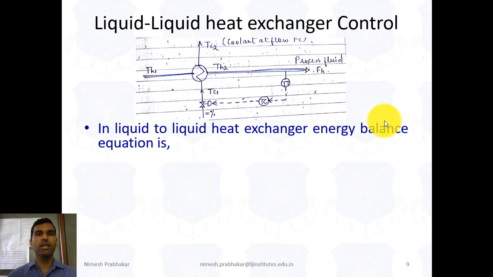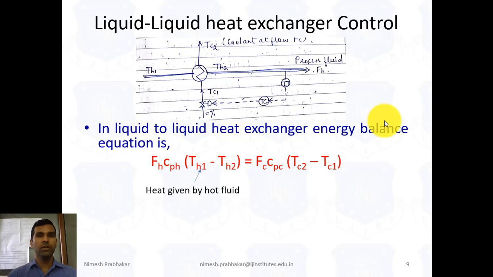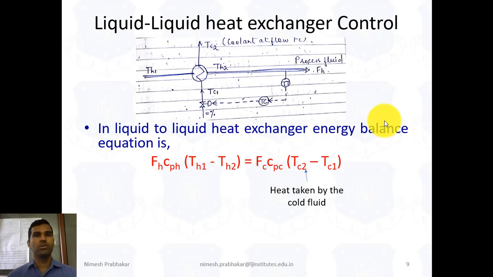In a liquid to liquid heat exchanger, the energy balance equation is written as FH into CPH into (TH1 minus TH2) equals FC into CPC into (TC2 minus TC1). Here the first term represents the heat given by the hot fluid. That means the hot fluid gives heat to the cold fluid. And the second term, on this side, represents the heat taken by the cold fluid.